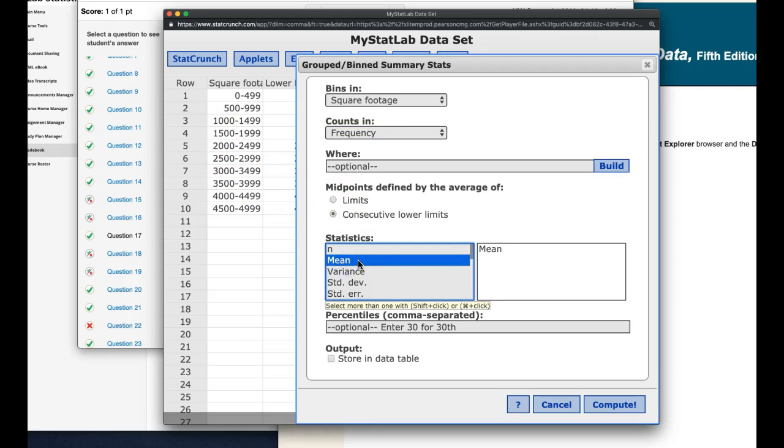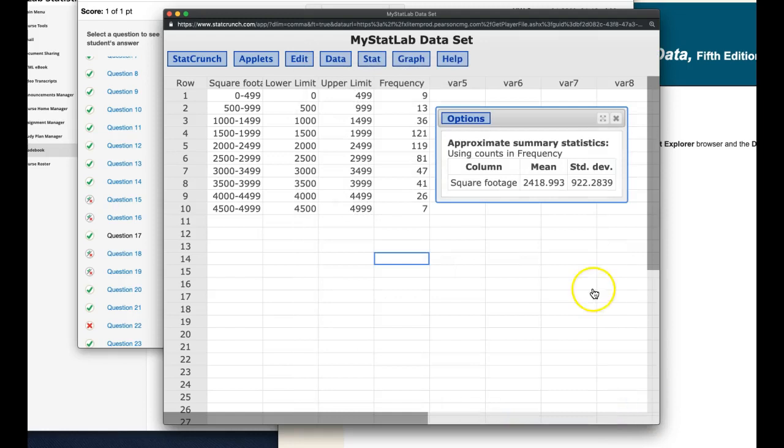And then you would click mean and standard deviation and then compute that. And that's where you would get your mean and standard deviation for grouped data. And that would be the faster way instead of doing it by hand.